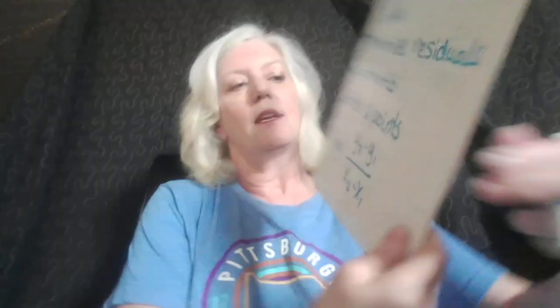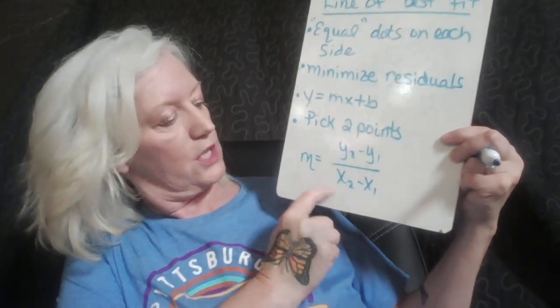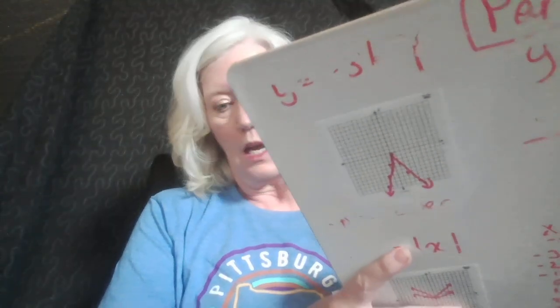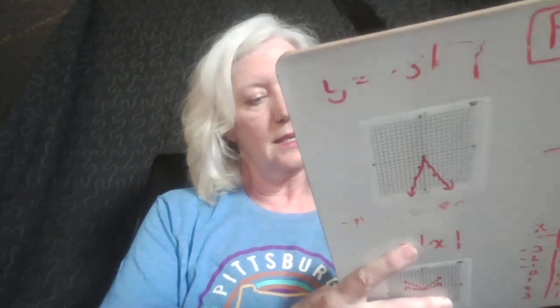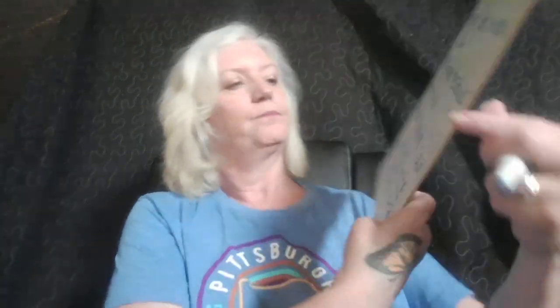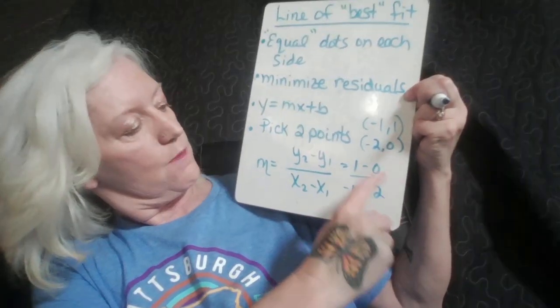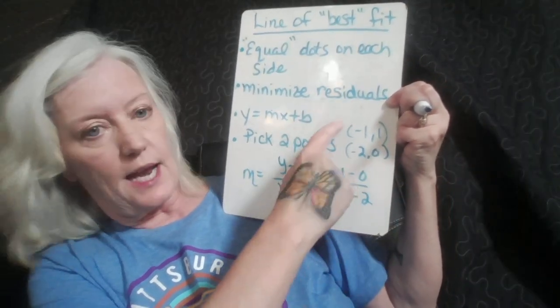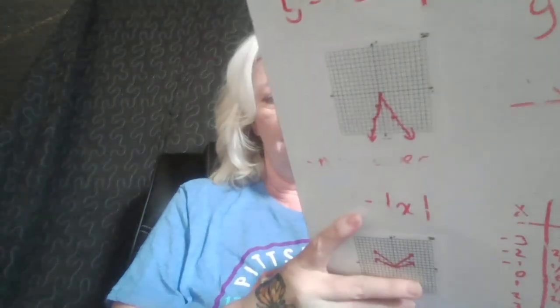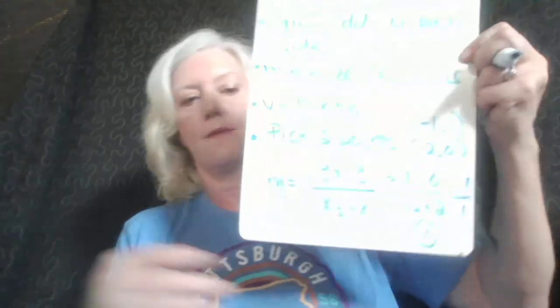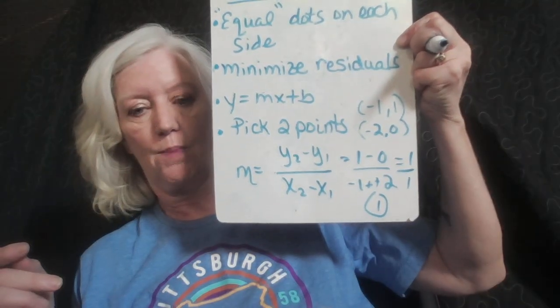Remember that your slope is the change in the y values over the change in the x values. My points are -2, 0, and -1, 1. So my y values are 1 minus 0 over -1 minus -2. That's y minus y over x minus x. 1 minus 0 is 1. -1 minus a -2 is -1 plus 2, which is 1. 1 over 1 is 1, so my slope is 1.